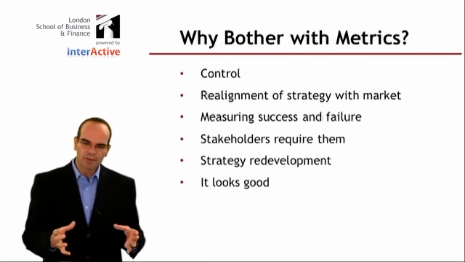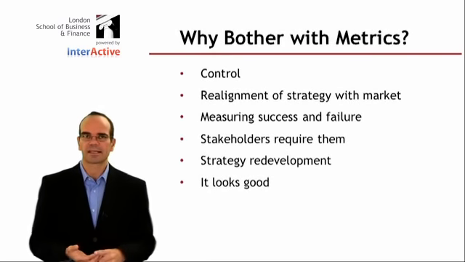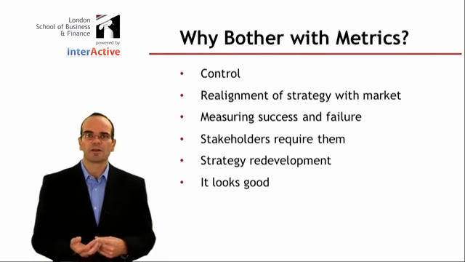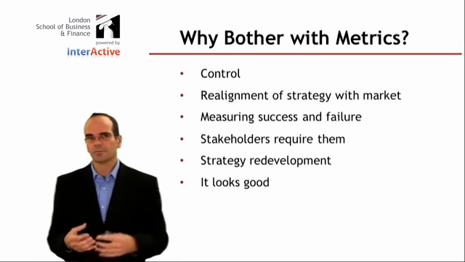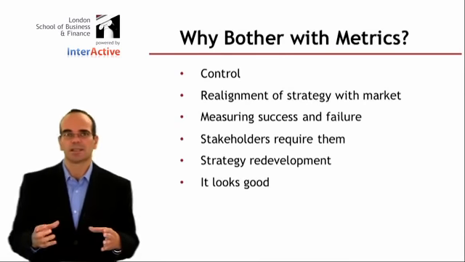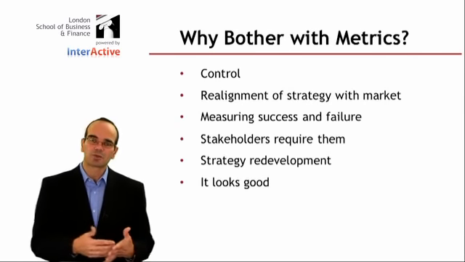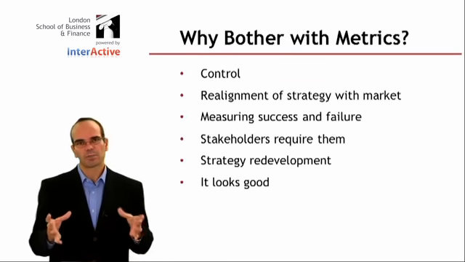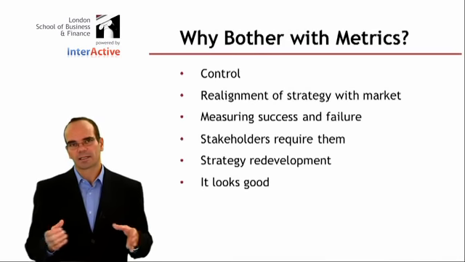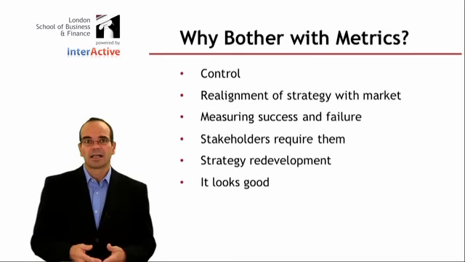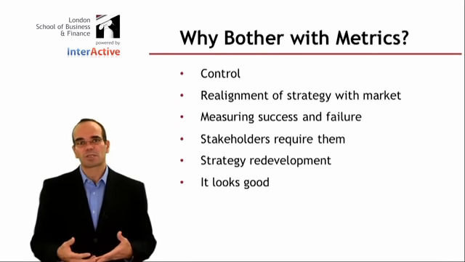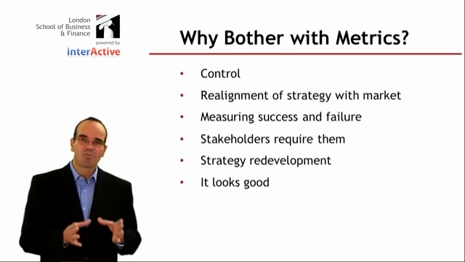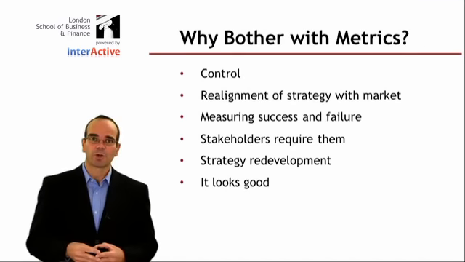So why bother with metrics in the first place? Firstly, metrics can help provide a degree of control over human activity. If you've got performance measures in place and people buy into them, then that will shape their behaviour and how they behave in the workplace. So as part of a performance management process, having clear objectives set and having a clear understanding of how performance is going to be measured through metrics can be a very effective way of managing and controlling human behaviour in the workplace.